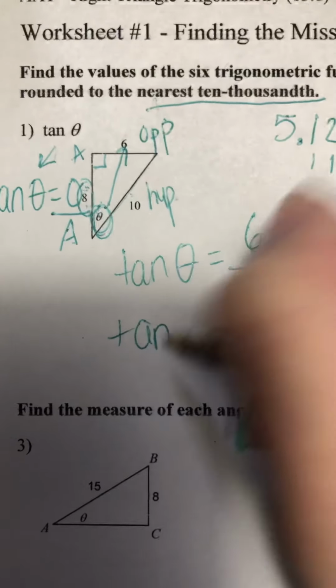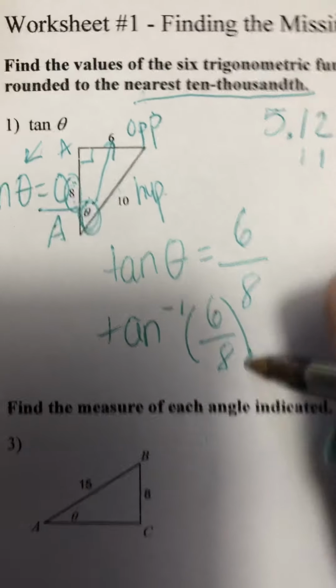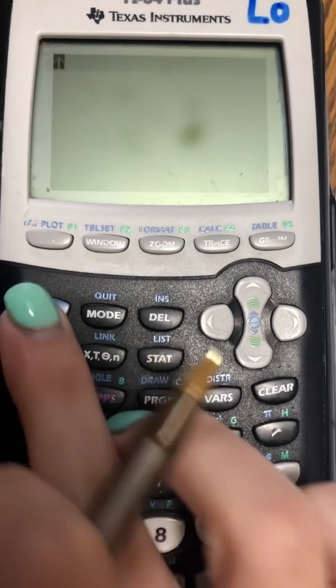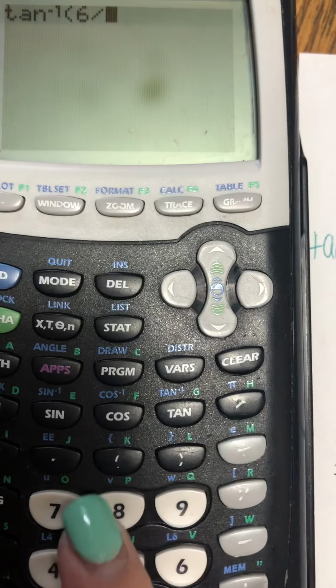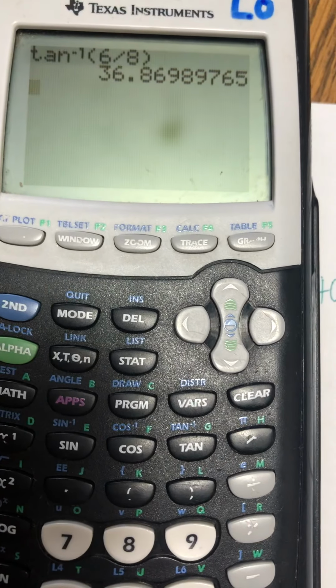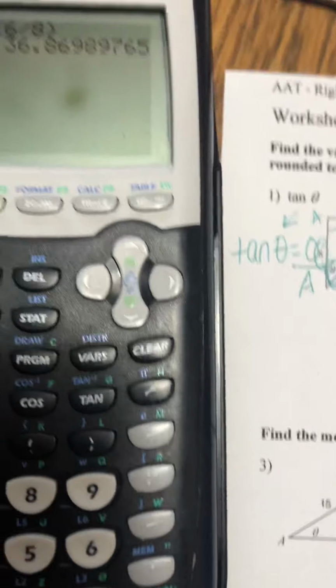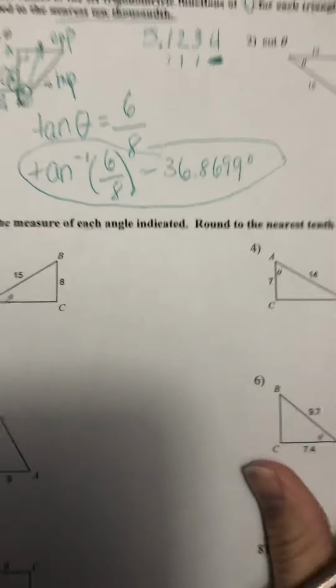To find theta, I have to do the inverse of the ratio. If you have a graphing calculator at home, you would go to second tan of our ratio, 6 over 8, and I get 36.8699 if I round it. Degrees. Okay, so that would be your answer.